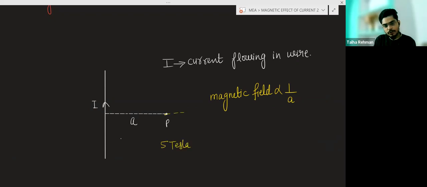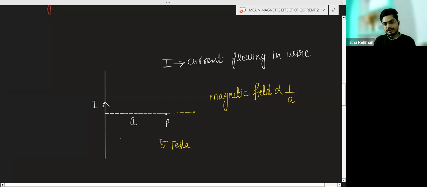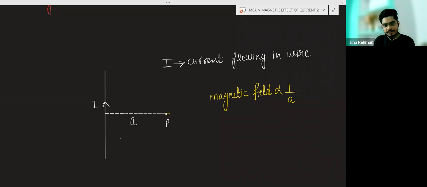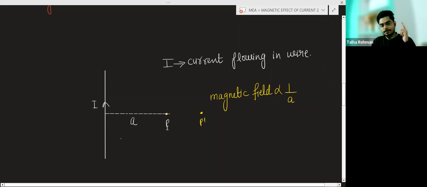Now, if you increase the distance to 2a, definitely the magnetic field will decrease. At this point the magnetic field will be something else. And if there is any other point, suppose P dash, then the magnetic field at point P is greater than at P dash because the distance of P dash is greater. That is why I am saying the magnetic field is inversely proportional to the distance between the point and the wire where you are calculating the magnetic field.